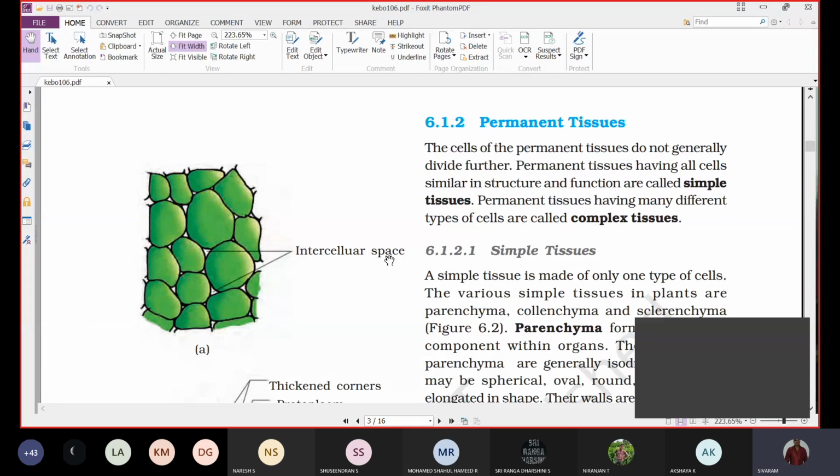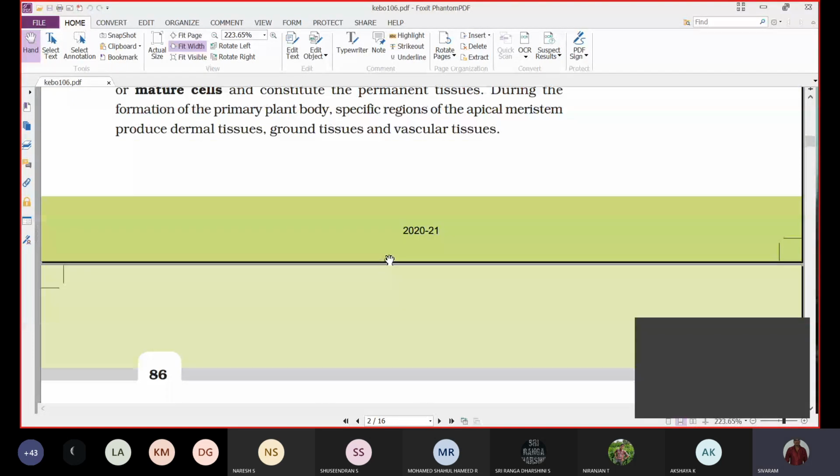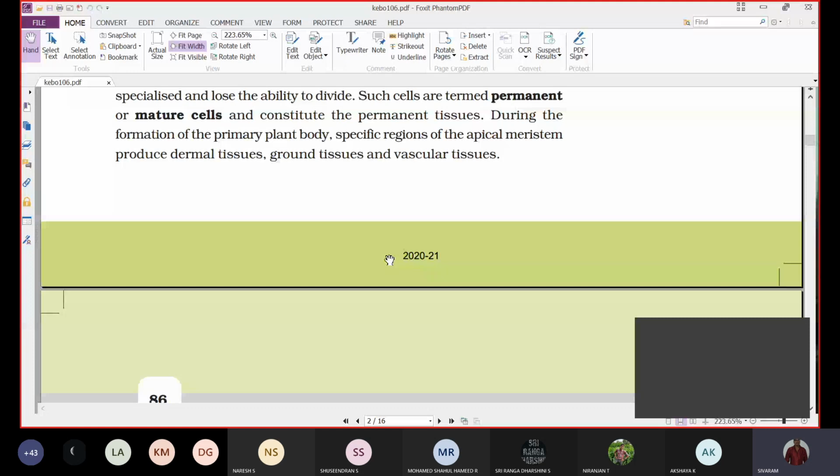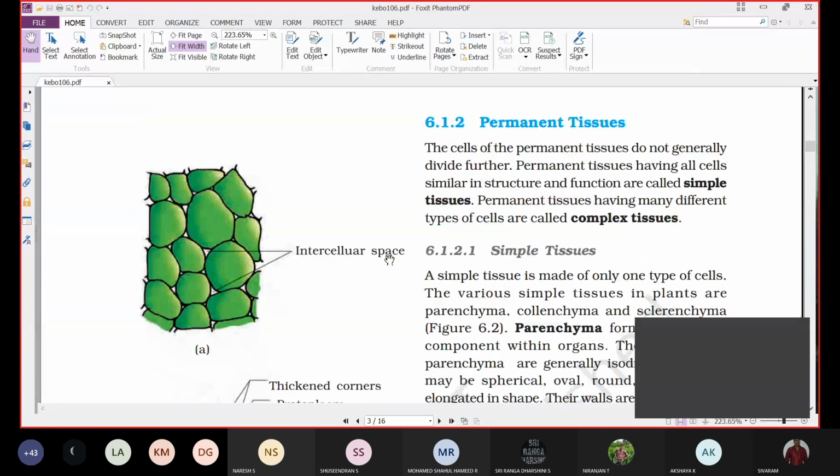Okay, next, tissues. Okay, they form dermal tissues, ground tissue, and vascular tissue. Dermal tissues means the tissues which will cover the outer part of the plant body. Ground tissue means all the other tissue other than dermal tissue and vascular tissue.